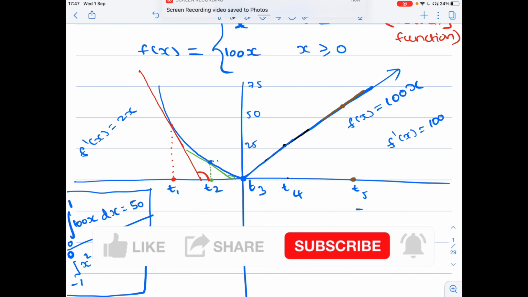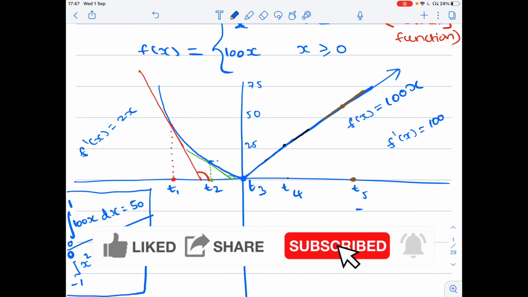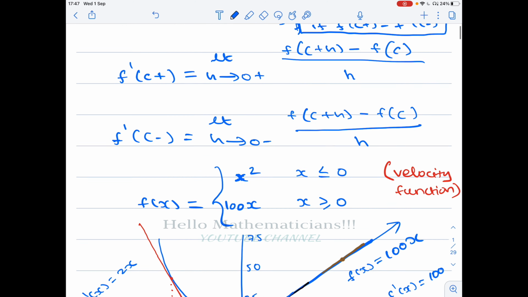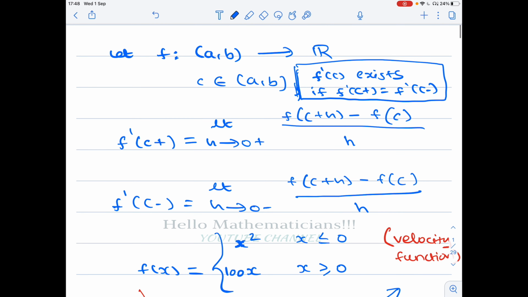Hello mathematicians. In this video we want to understand the physical meaning of differentiation or derivative. What is the meaning of derivative of a function? We want to understand it using velocity and acceleration, using the physical concept. Let's see. First we'll see the formal definition of derivative.